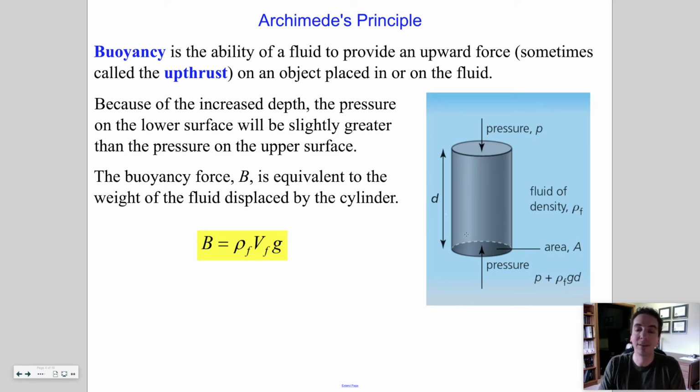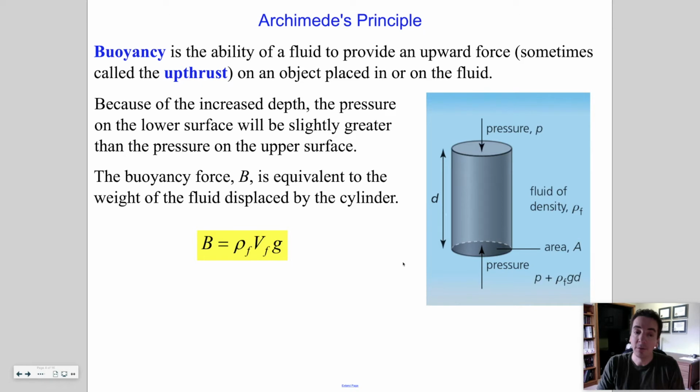Because of the increased depth, the pressure on the lower surface, so it's lower down in the liquid obviously, will be slightly greater than the pressure on the upper surface, literally because there's more liquid above the lower center than the upper center. And you've all experienced that when you dive down into the deep end of a pool or something like that, you can feel the pressure on your ears.